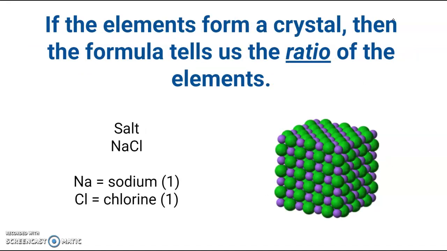If the elements form a crystal, it's a little bit different here. Then the formula tells us not how many, but it tells us the ratio of the elements. So something like salt, which is sodium chloride, NaCl, I don't see any subscripts in that formula. So that tells us that for every 1 sodium atom, there's going to be 1 chlorine atom in its structure. So what you see there is a salt crystal, and notice that for every 1 purple atom, you have 1 green atom. So the ratio is 1 to 1, hence the formula for salt being just NaCl with no subscripts.